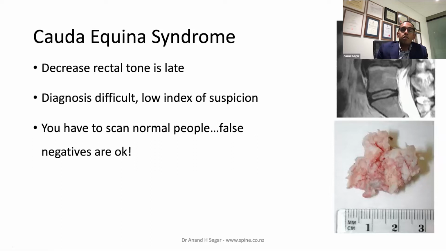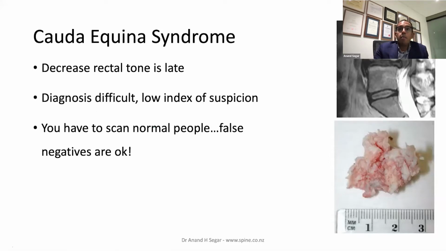So decreased rectal tone is a late finding, so we just have to be cognizant of it. The diagnosis is difficult and a low index of suspicion is appropriate. And I tell the registrars, you have to scan normal people to pick up cauda equina. If you're scanning all the patients, or if all your scans are cauda equina, then you're missing some. So referring people who you have suspicion of is appropriate if you're worried.